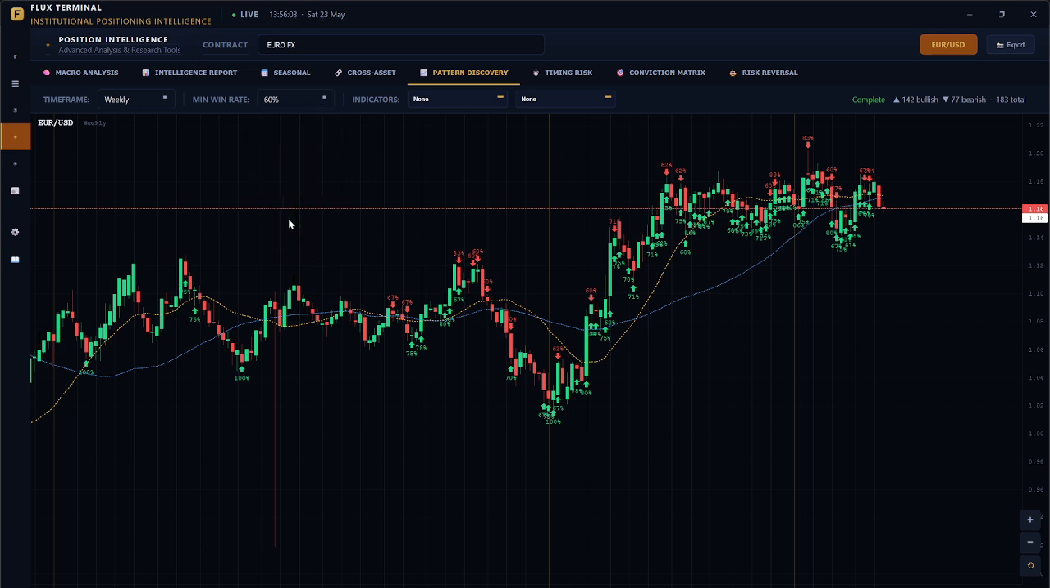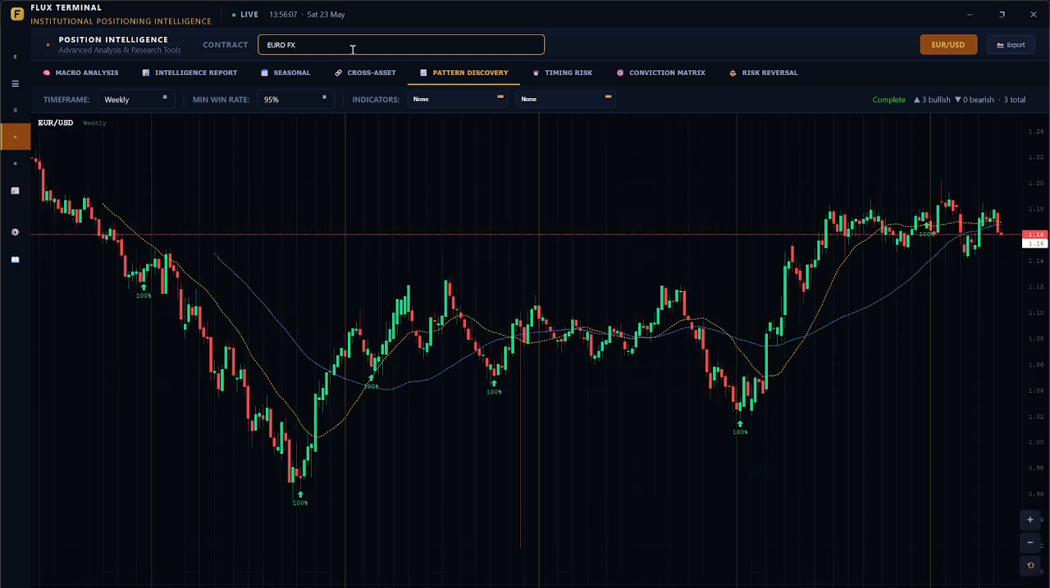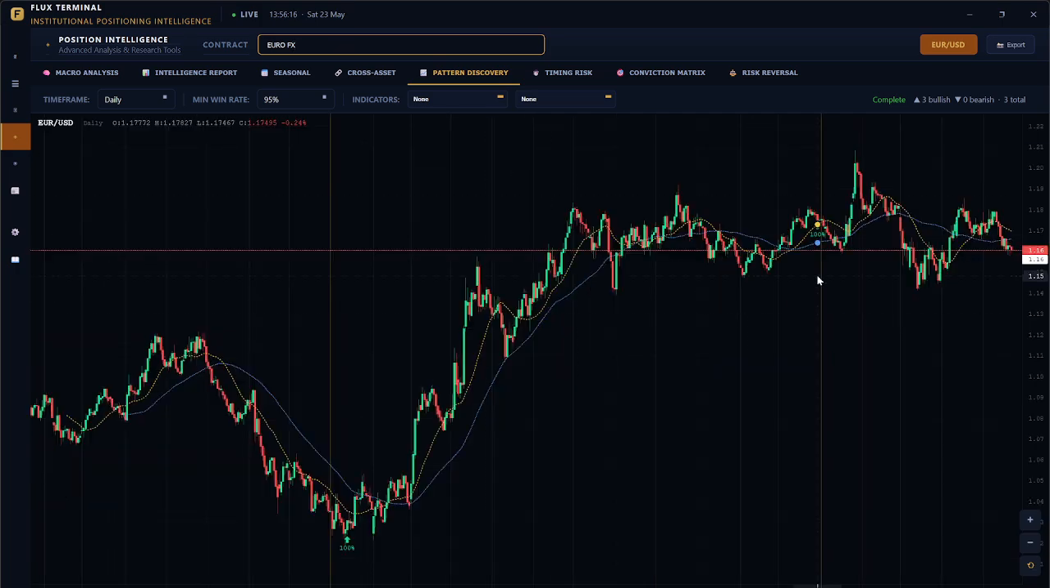If you want to see only those with 95% win rate chances, you can click on it and then attach to the chart. Then you can select the daily time frame and the chart updates once the pattern has been discovered. It plots for you.